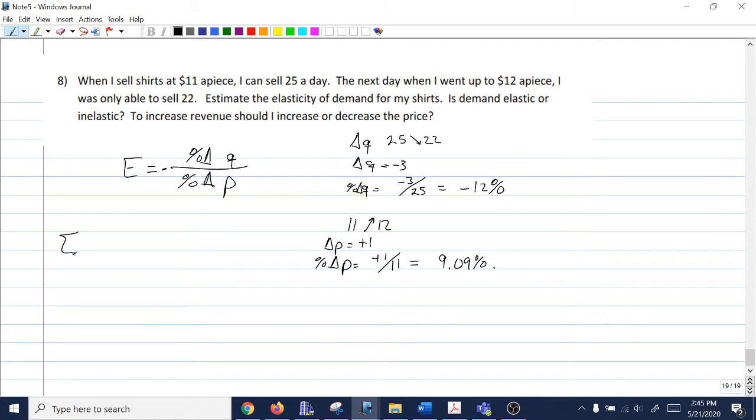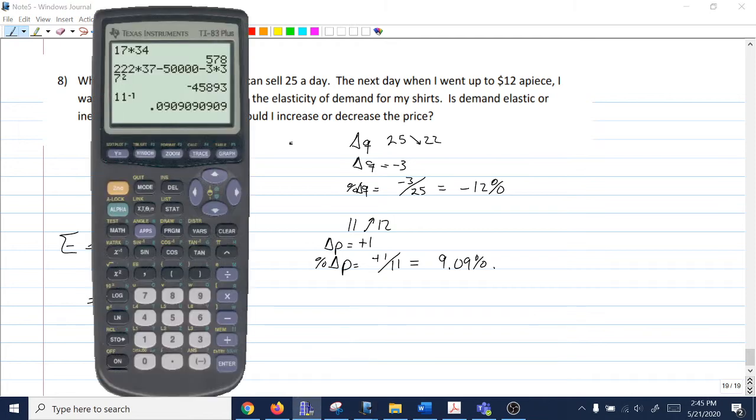So my elasticity is negative percent change in Q over percent change in P. The negatives cancel like they always should. Elasticity should always be positive unless you have conspicuous consumption going on. 12 over 9.09 is, what's 12 divided by 9.09? It's about 1.32.